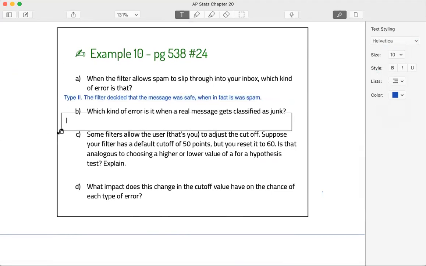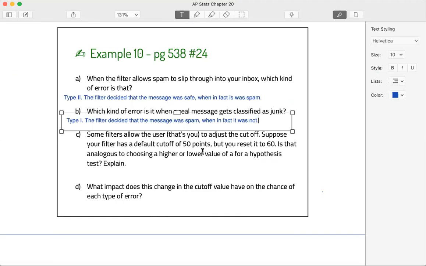Okay, so for part B, what kind of error is it when a real message gets classified as junk? Well, that's a type 1 error. The filter decided that the message was spam when in fact it was not.